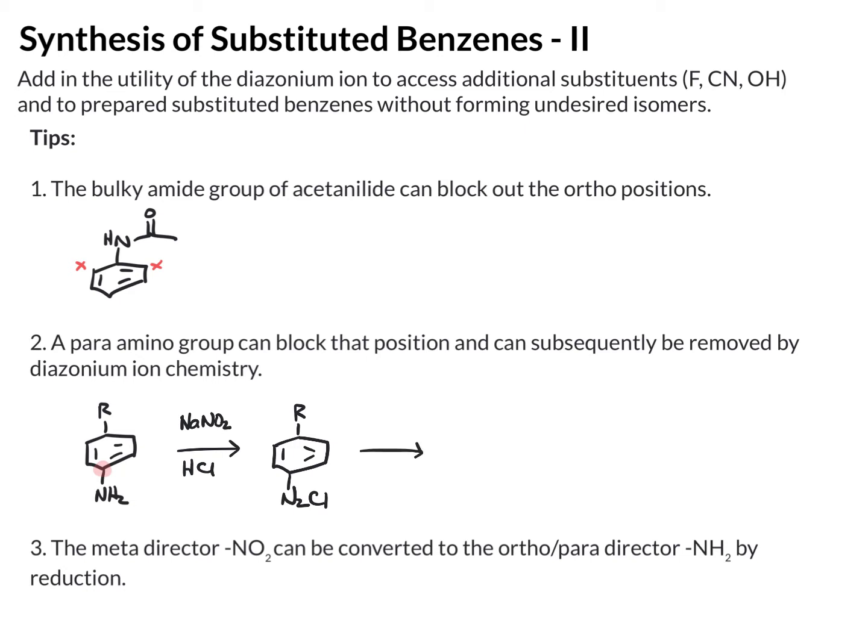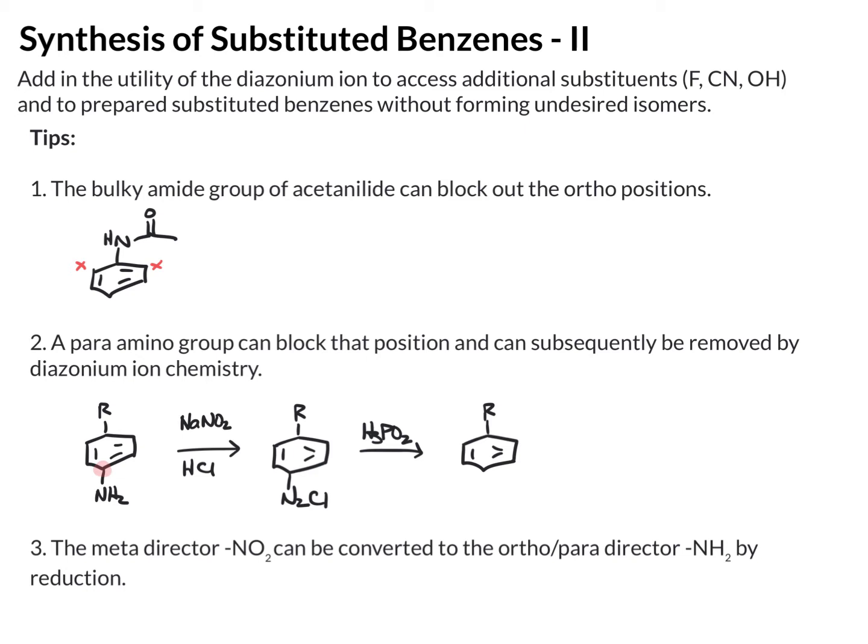And with the reagent H3PO2, we can convert that diazonium ion to a hydrogen, effectively removing the amino group. So if you need to temporarily block a certain position on the ring, you can do that with a nitrogen, and through diazonium chemistry, end up removing that blocking group. So that's something we'll use.